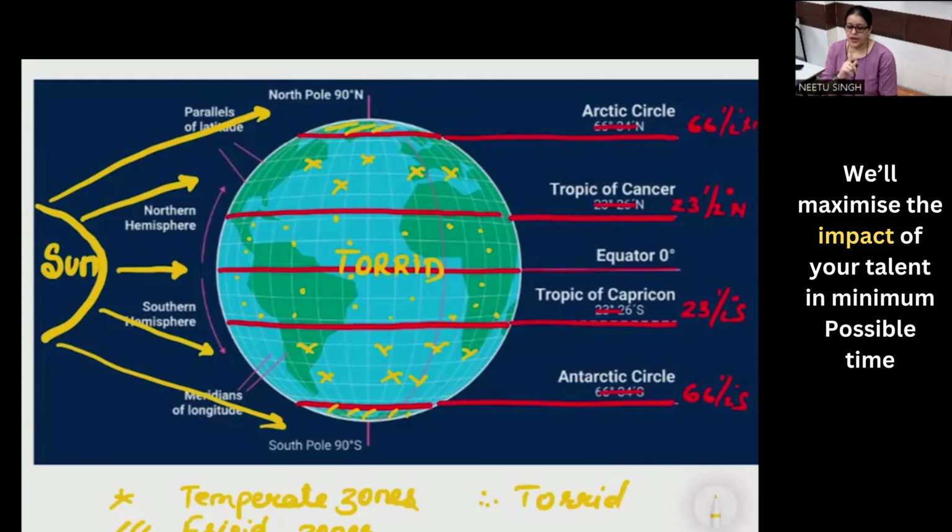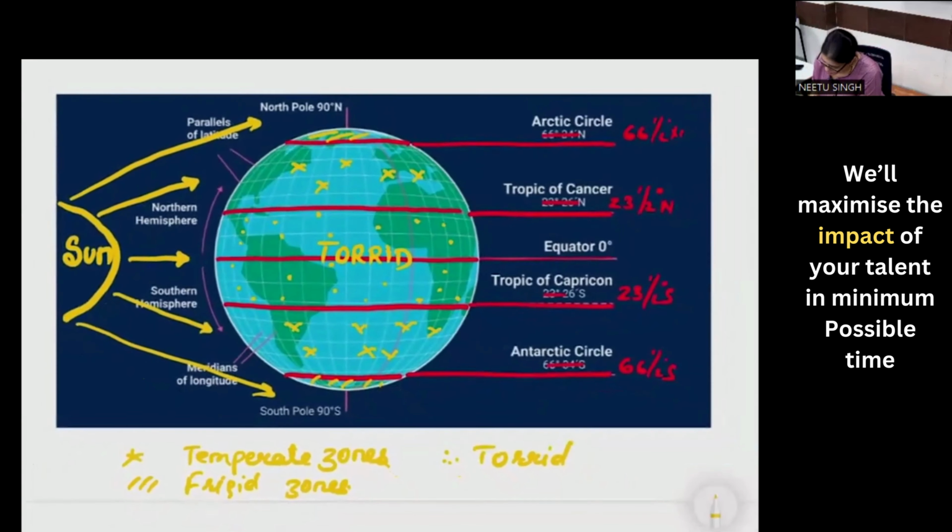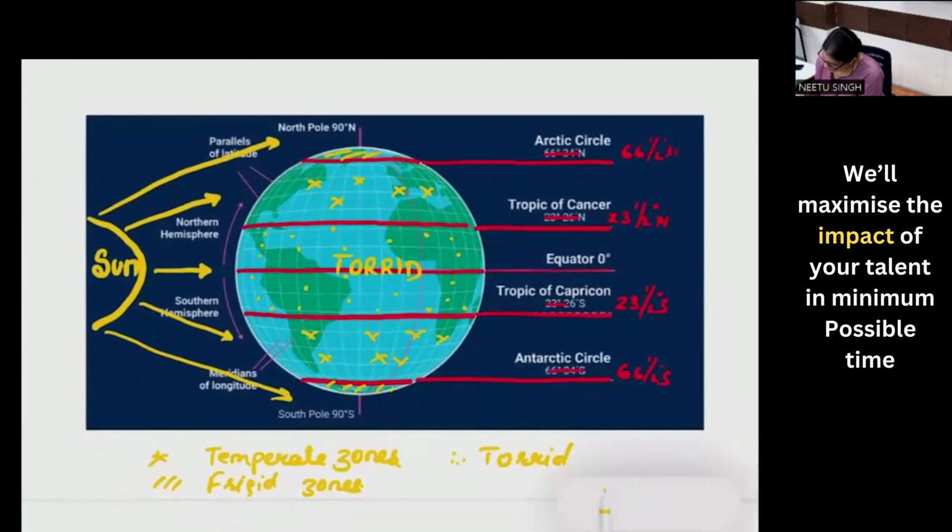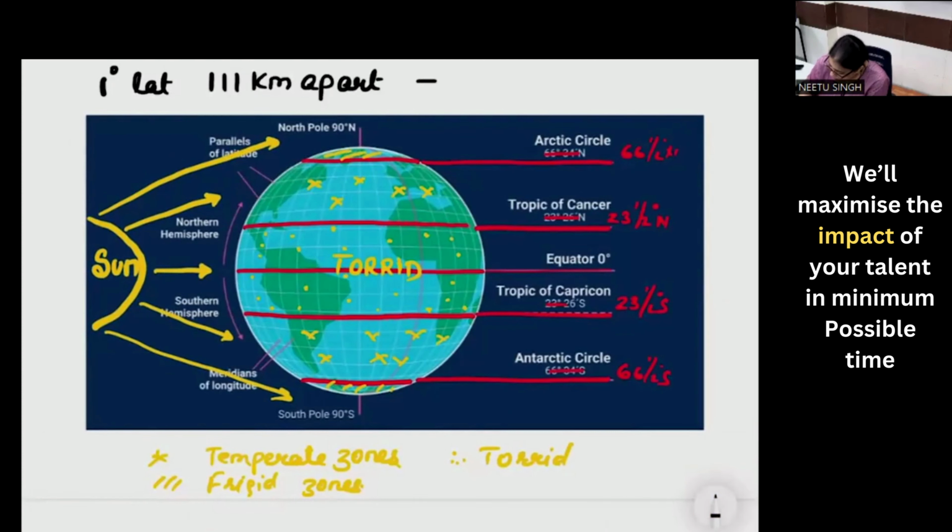What is the Tropic of Cancer? It is drawn at an angular distance of 23.5 degrees north of the equator. What does that stand for? It stands for the demarcation of distance for us to learn. So I shrink it, use a black marker and identify: each degree of latitude is 111 kilometers apart, and it remains static throughout.